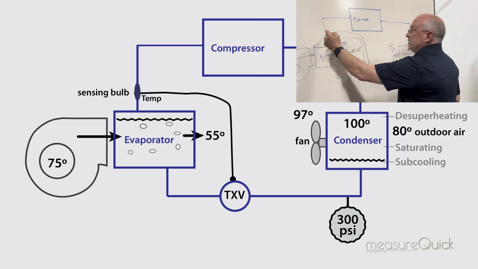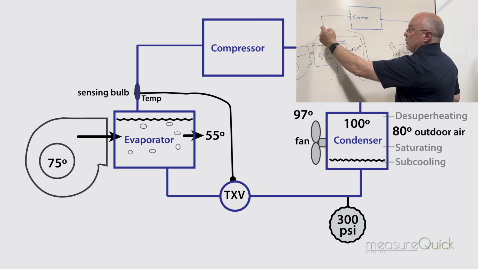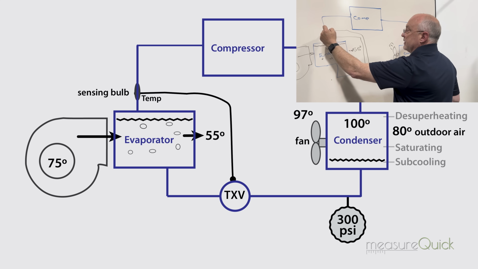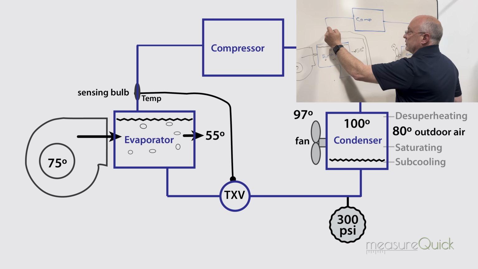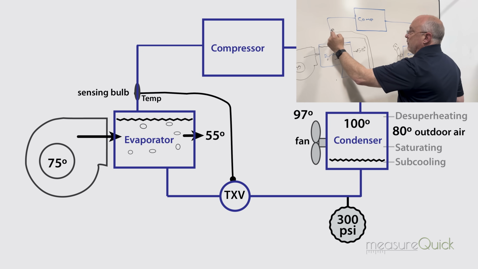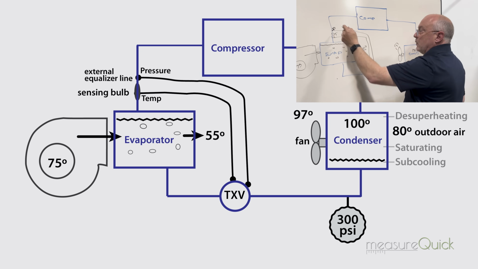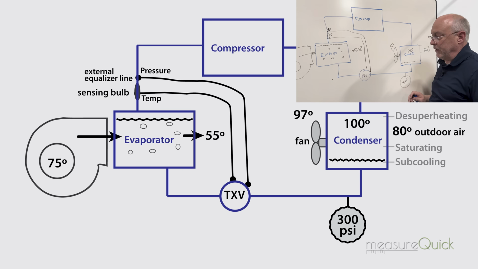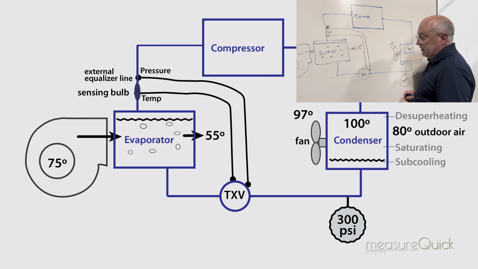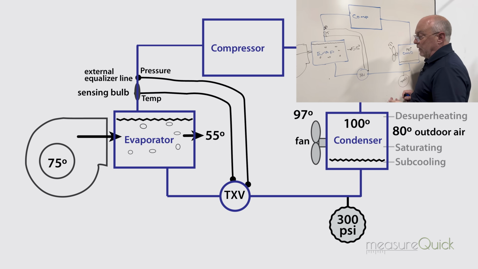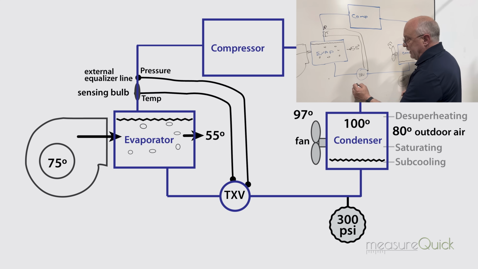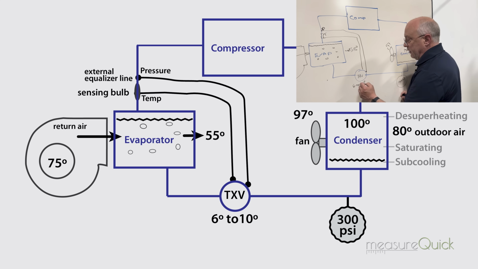An external equalizer line, nothing flows through it. It's just a measure. We're measuring pressure here, and we're measuring temperature here. So when we have pressure and temperature, we can determine superheat. And the valve's basically got a spring setting that corresponds with whatever its factory setting is. Typically anywhere from about 6 to 10 degrees is where we're going to have that superheat setting on the valve.